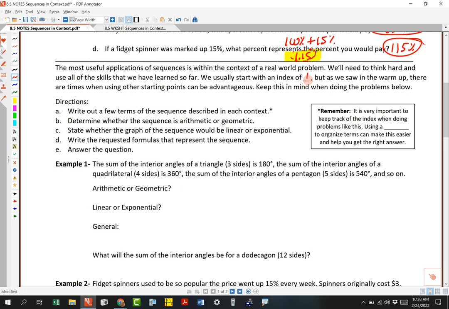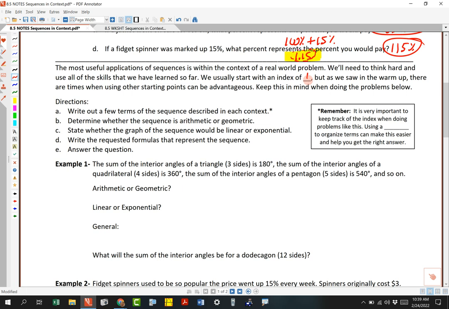So here's what we're going to do. Part A, it says write out the first few terms of the sequence. So they'll describe what's going on. Determine whether the sequence is arithmetic or geometric. What word could we use for arithmetic? Shaylee? Linear. Okay. Ari, what word could we use for geometric? Exponential. Okay. State whether the graph would be linear or exponential. Write the requested formulas, and answer the question. At the very end, we're going to have a question.